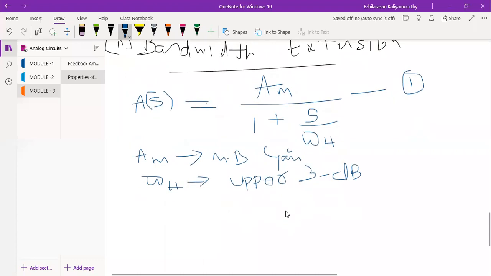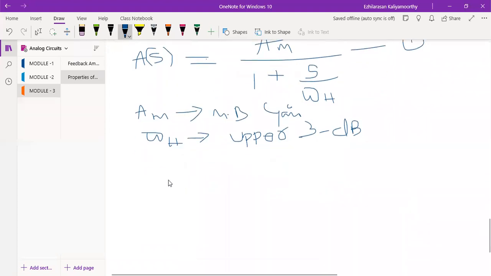It is the upper 3 dB frequency. Now, let us say the application of negative feedback with a frequency independent factor beta around this amplifier results in a closed loop gain, that is AF of S. So let us write the feedback gain in terms of S only.